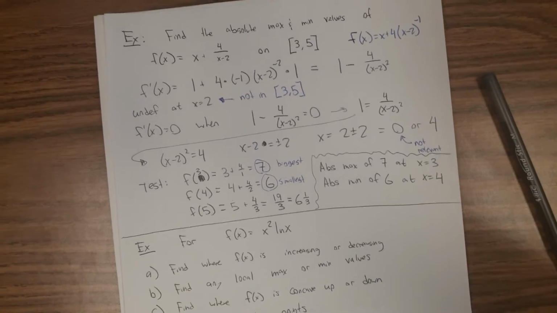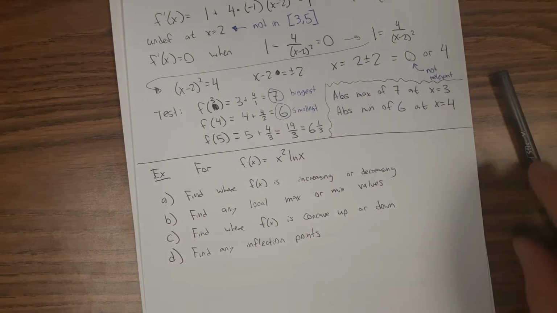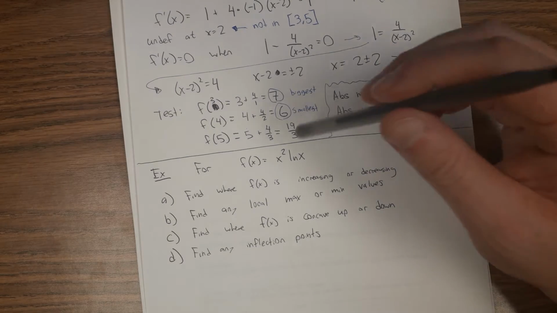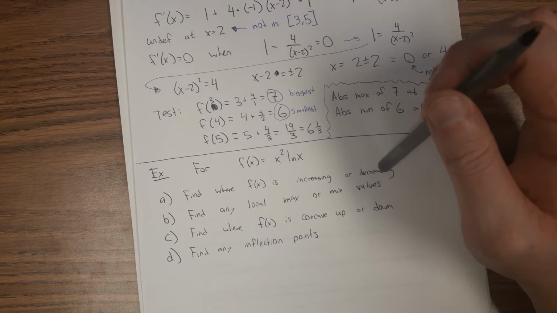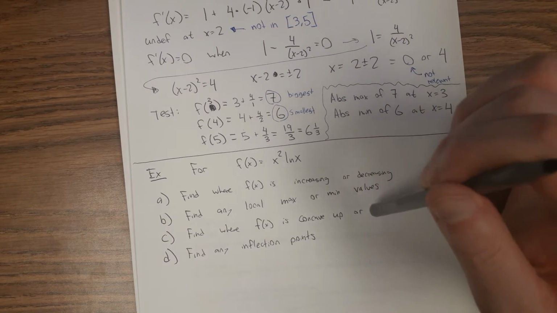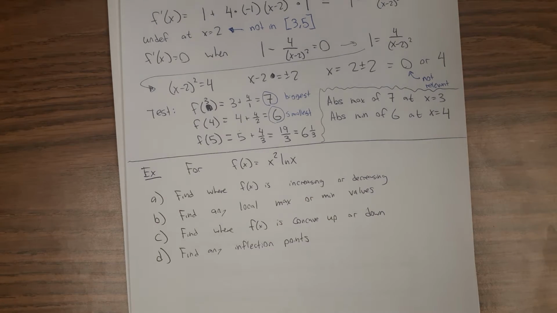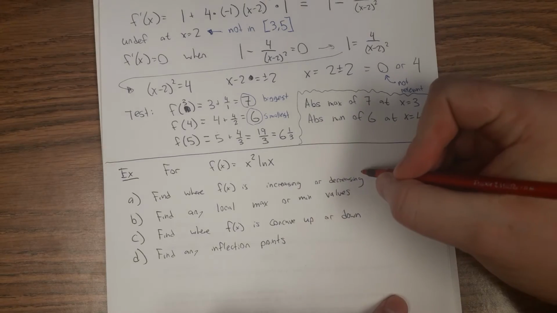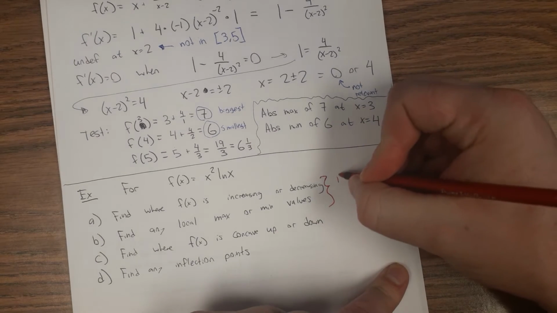Okay, so let's do one where you have to come up with all of this information for a function. Like find where it's increasing, decreasing, local max and local min, concave up, concave down, and inflection points. And before we get into it, let me talk about the big picture. These two things are first derivative stuff.